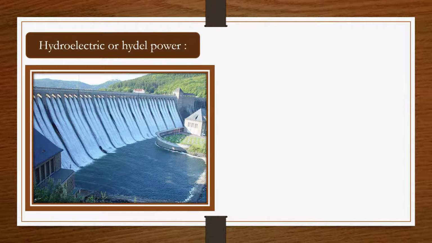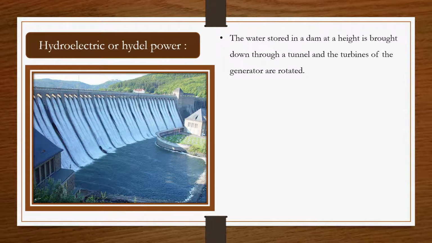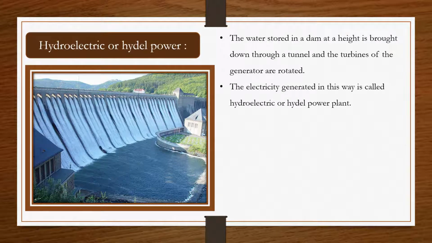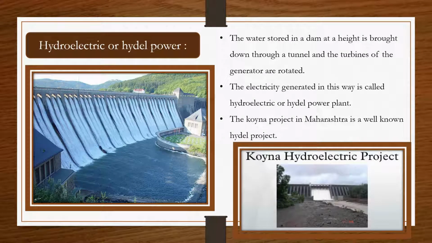Now the next non-conventional energy resource is hydroelectric or tidal power. Now the water stored in a dam at a height is brought down through a tunnel and the turbines of the generator are rotated. And the place where electricity is generated in this way is called a hydroelectric or tidal power plant. The Koyna project in Maharashtra is a well-known hydel project. There are also other smaller hydroelectric plants located at other dam sites.